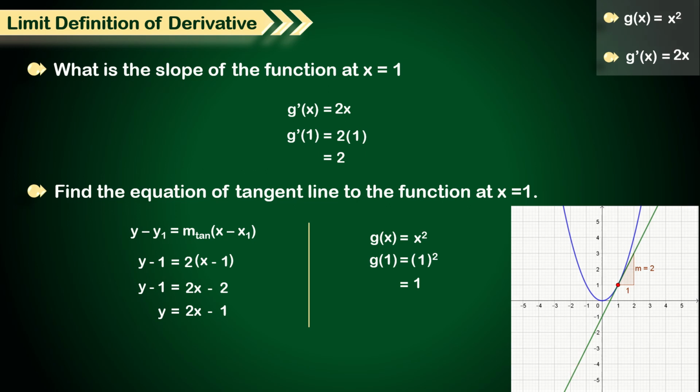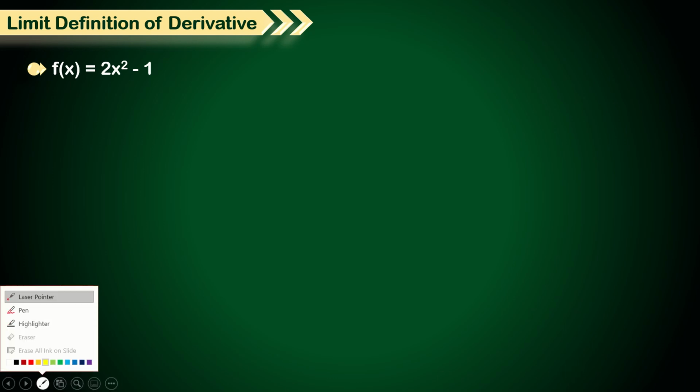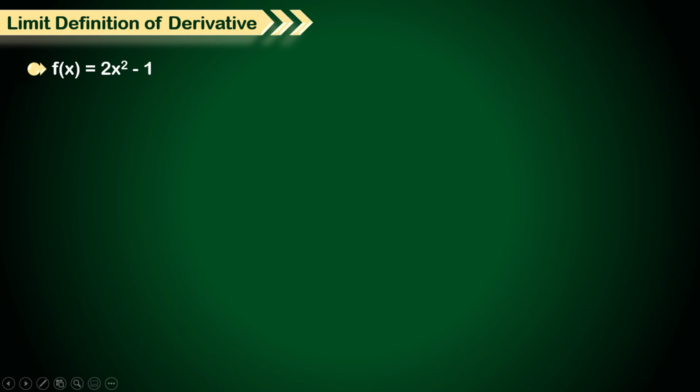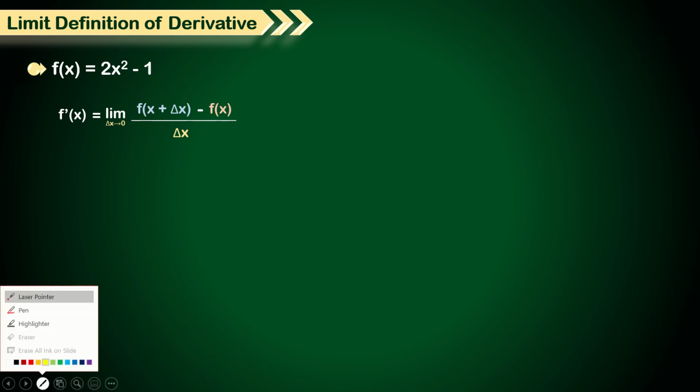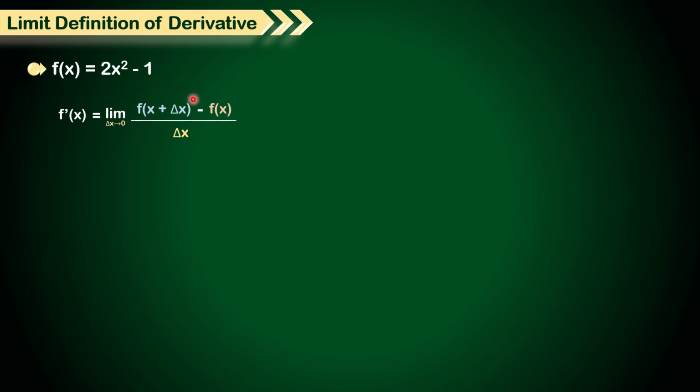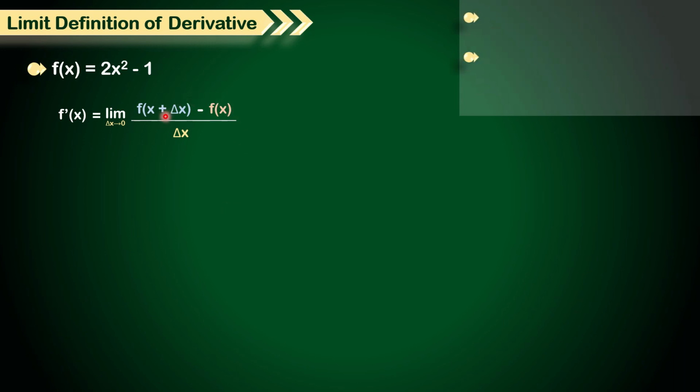Next example, what is the derivative of f of x is equal to 2x squared minus 1? Derivative is equal to the limit of f of x plus delta x minus f of x over delta x as delta x approaches 0. Similar process, find f of x and f of x plus delta x first. F of x is equal to 2x squared minus 1.